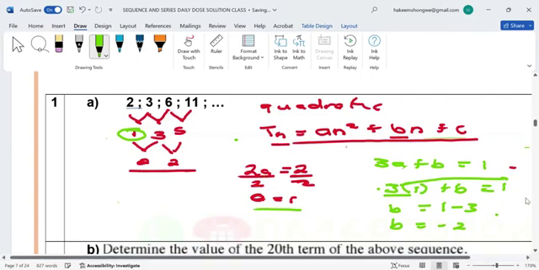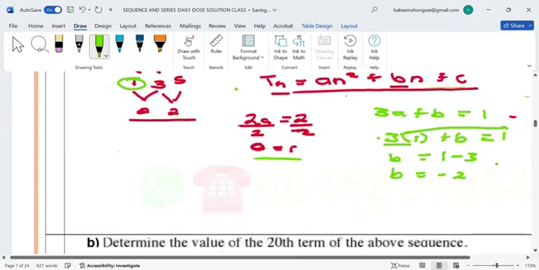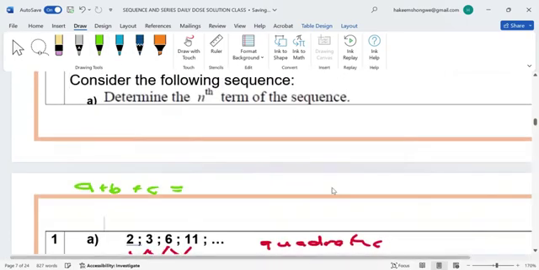Now we need to also get C. How do you get C? A plus B plus C is equal to the first term of the pattern. So you say A plus B plus C is going to be given by, what is our first term here? The first term is 2.